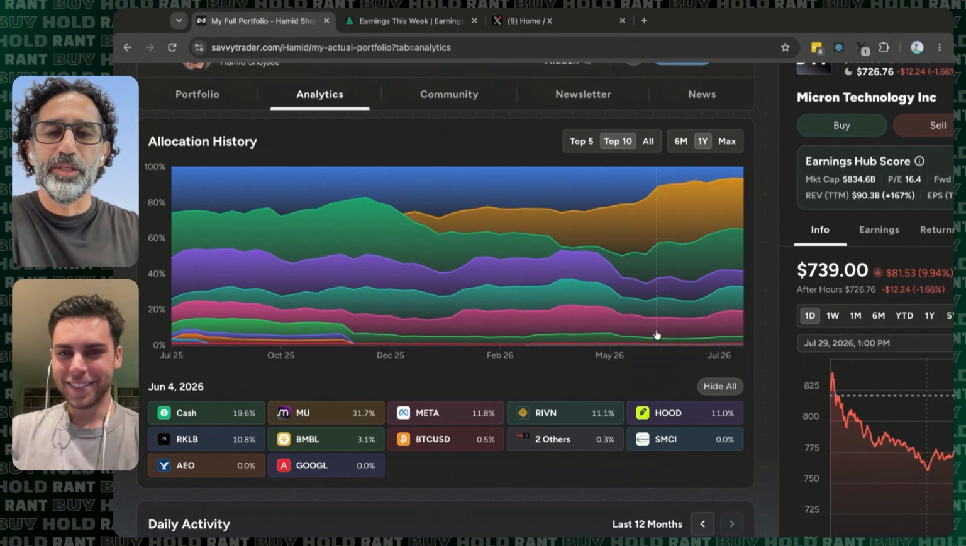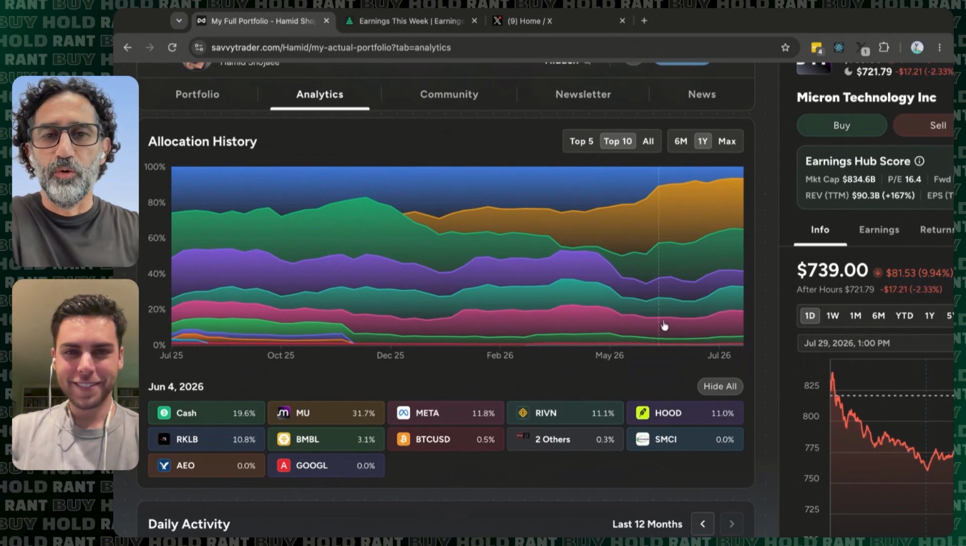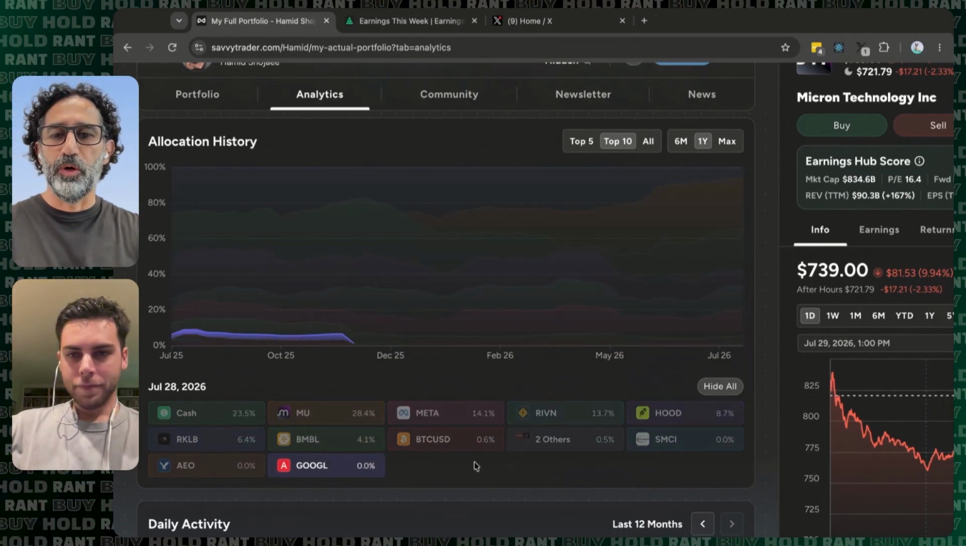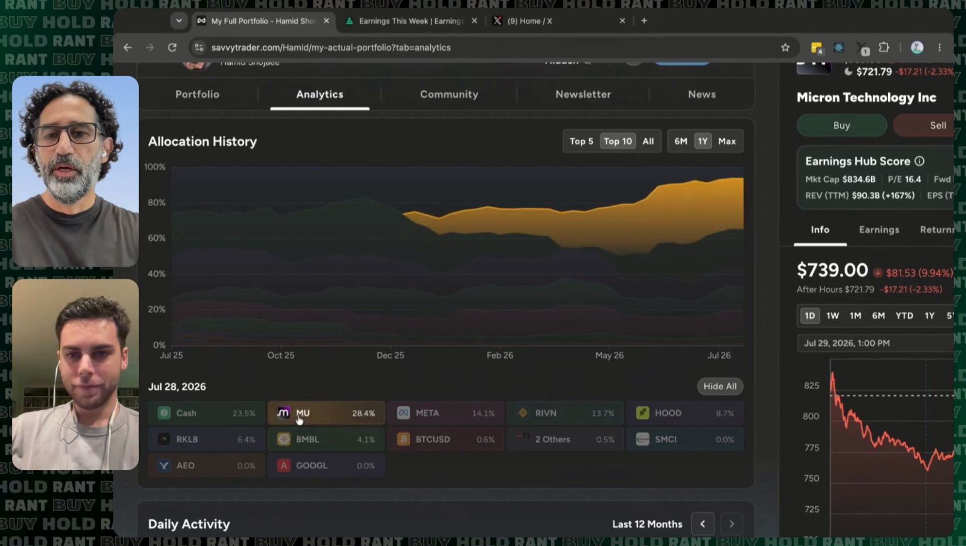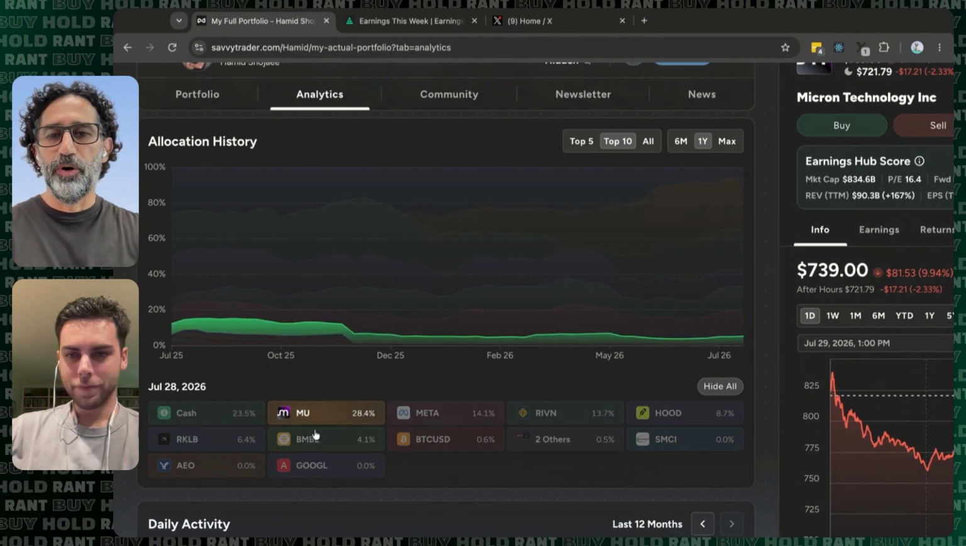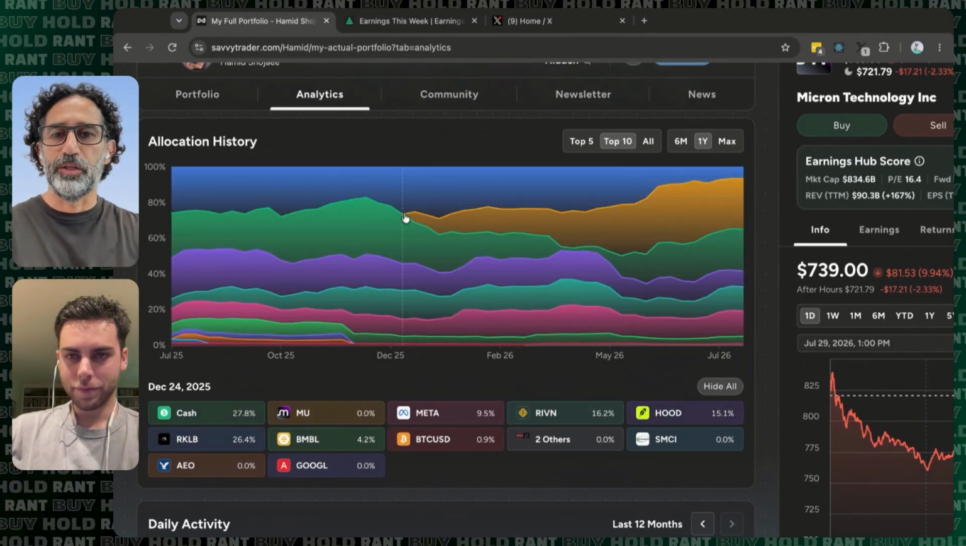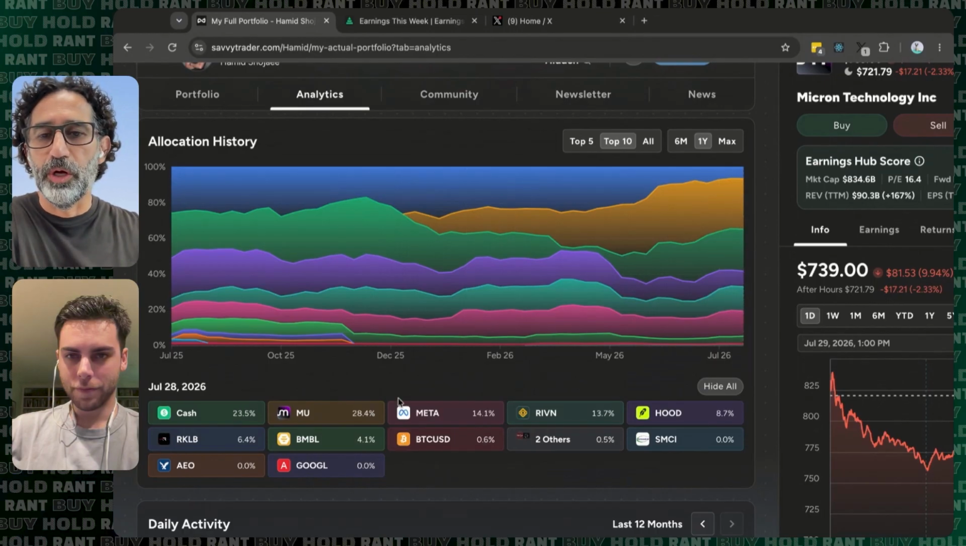So this is a very cool feature that we added that gives you a historical view of what a particular portfolio, such as mine, has held. You can hover over a particular stock, like Micron in this case, and see how, for example, Micron, I started it in late December, and then how quickly it has grown to such a massive portion of my portfolio.